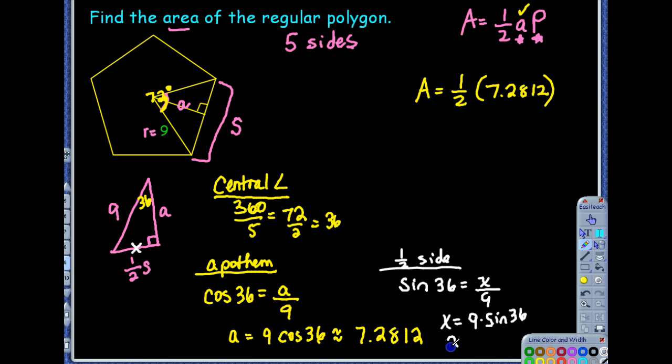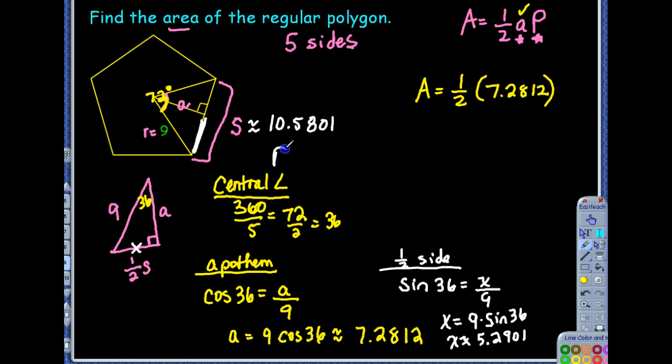Which is 5.2901, if we round. Now, that's only this piece. I'm leaving this in my calculator, because our goal is to eventually find the perimeter. So we only know half of the side. To get one side, what would I have to do? Times 2. That's going to give you one side, which ends up being about 10.5801. But we want the whole perimeter, so now times the 5 sides. Take that times 5 and you get 52.9007.